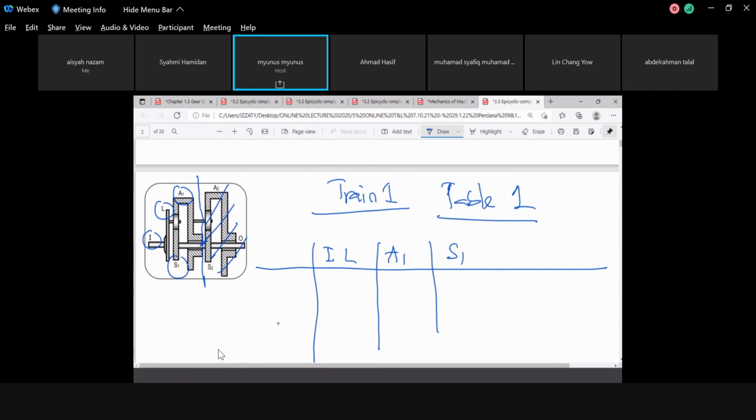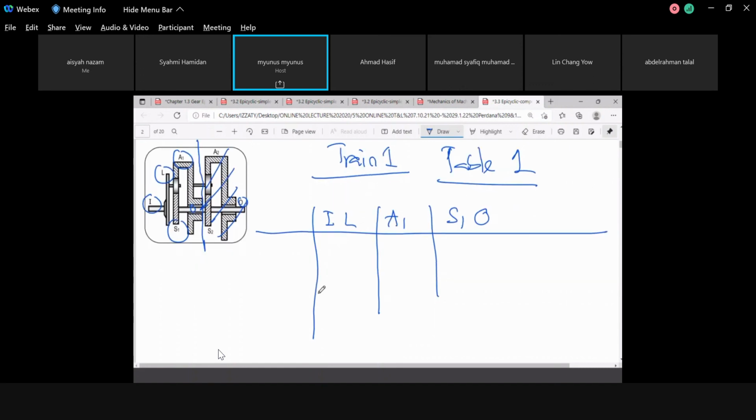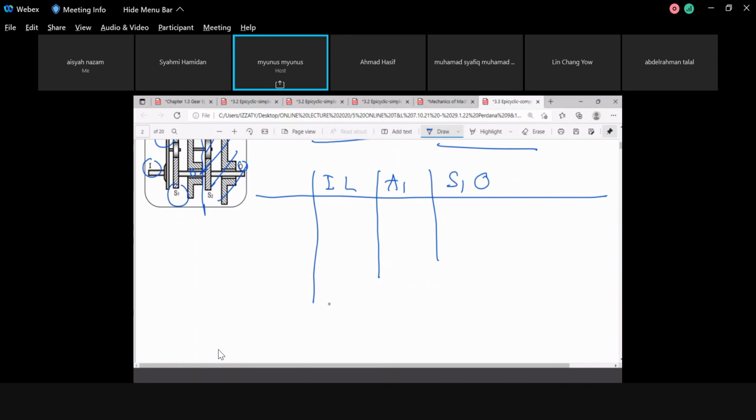But remember, even though you cut this one into two pieces, this O is still one O, isn't it? So you have I, O right now? Yes or no? Yes, sir. So table two. Okay, look at table two.